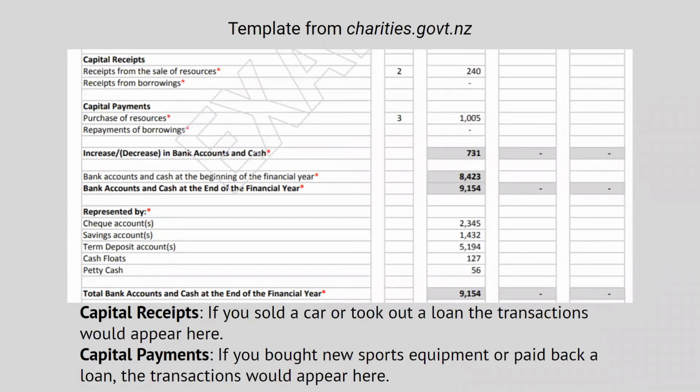As a part of this, we've also got capital receipts and capital payments. Capital receipts involve cash coming into your bank account from transactions that are considered one-off and are not regular parts of your day-to-day operations. Examples of this include maybe selling a car from your charity or taking out a loan. On the other hand, we've got capital payments, which involve cash leaving your bank account from transactions that are considered one-off. Examples of this include maybe buying new sports equipment for the use of your members or paying back a loan.